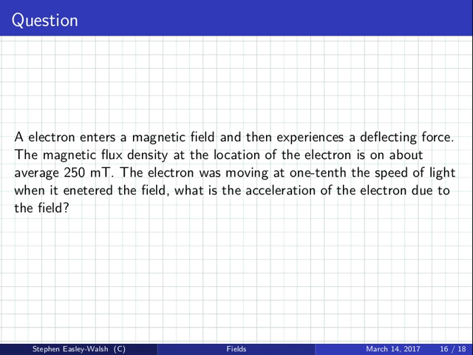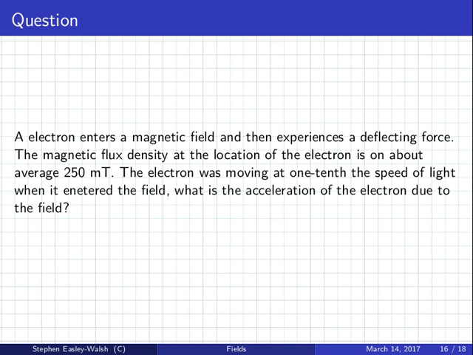An electron enters a magnetic field and then experiences a deflecting force. The magnetic flux density at the location of the electron is about 250 millitesla. The electron was moving at 1/10 the speed of light. What's the acceleration of the electron?